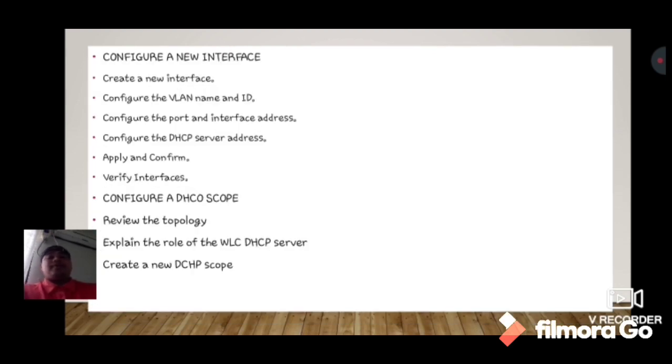Configure a new interface. Create a new interface. Configure the VLAN name and ID. Configure the port and interface address. Configure the DHCP server address. Apply and confirm. Verify interfaces. Configure a DHCP scope. Review the topology. Explain the role of the WLC DHCP server. Create a new DHCP scope.